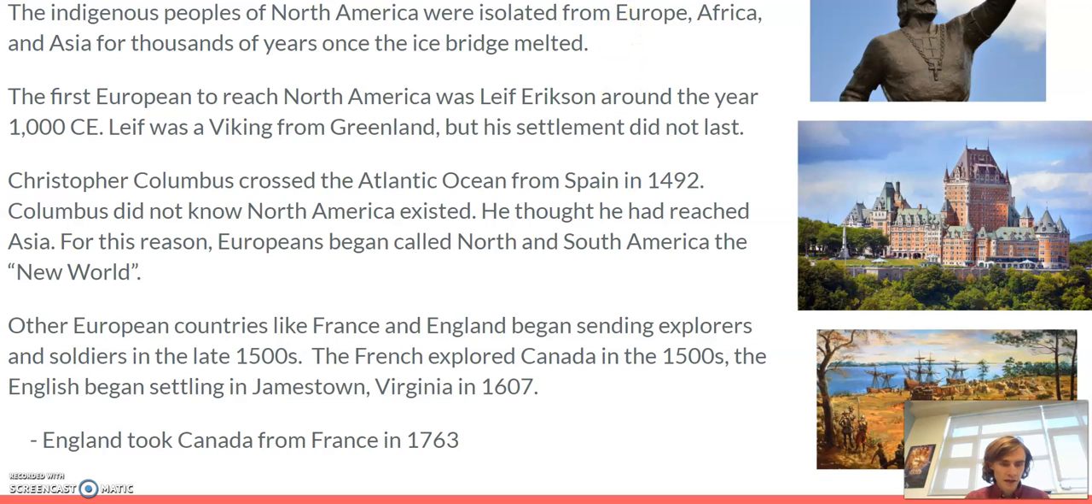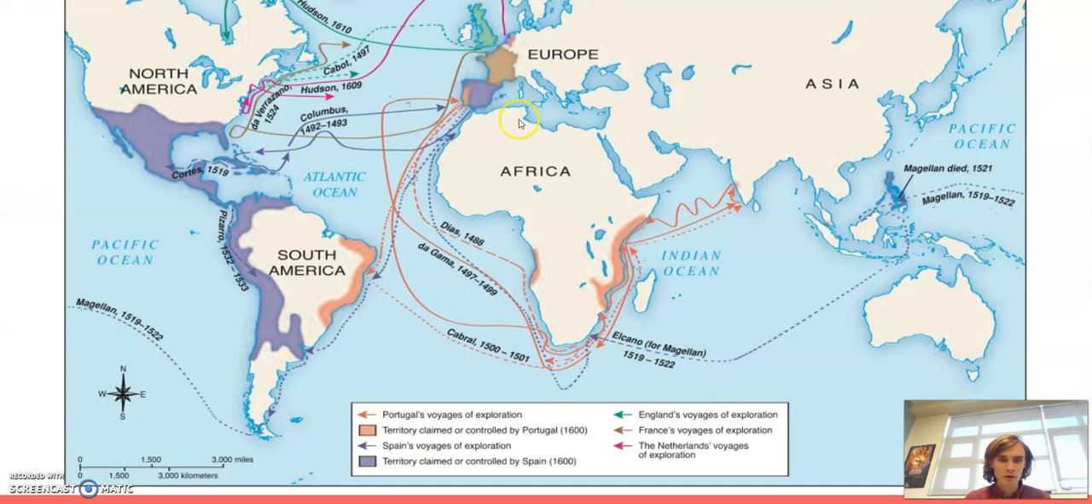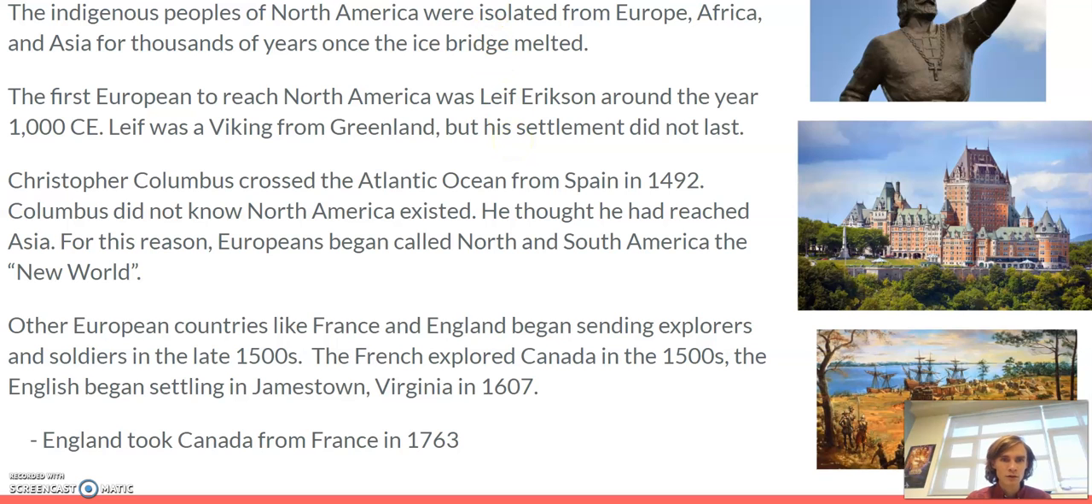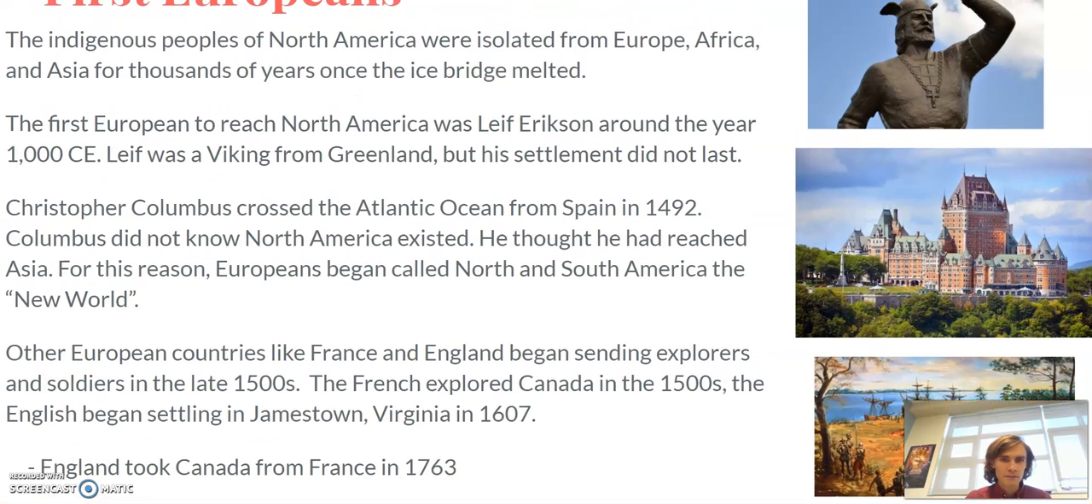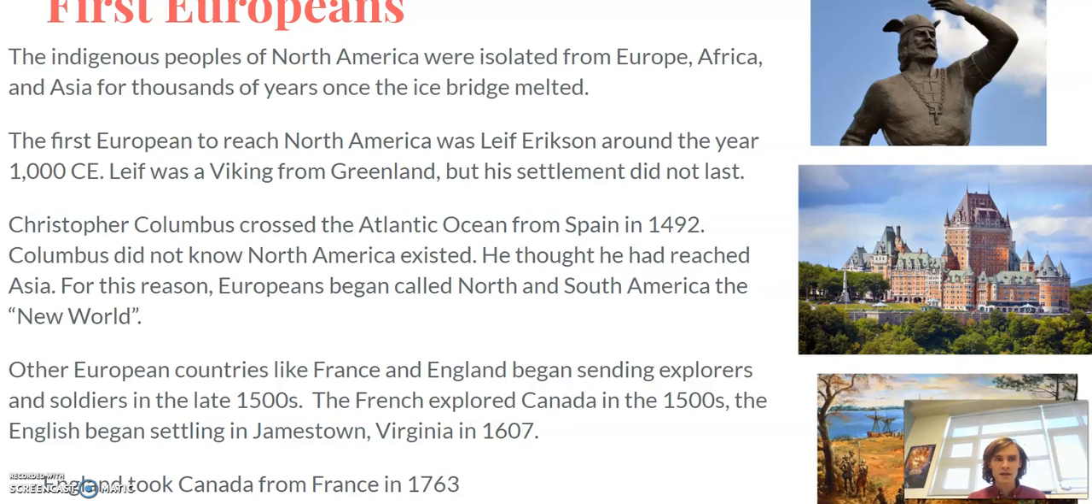Now, we also have European explorers. Well, let me go back. European explorers also came to North America many years later. So, where do they come from? The indigenous peoples of North America were isolated from Europe, Africa, and Asia for thousands of years once the ice bridge melted. And they developed their own cultures, their own societies, and we'll learn a lot about them after winter break. Now, thousands of years after they moved there, European explorers started arriving in North America.